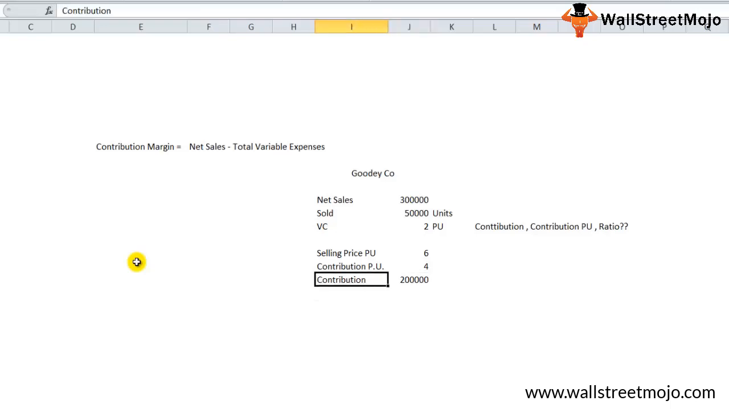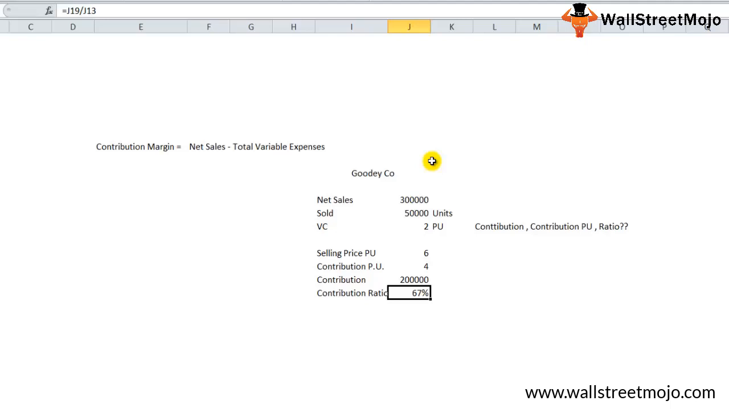The contribution ratio is the next thing we are supposed to find. So we found the first one, contribution per unit, then the contribution and the contribution ratio. That is equal to 2 lakh divided by the net sales. The contribution divided by the net sales gives us the ratio, and the ratio is 67%, or 66.67%. So in this example, if we had been given a fixed expense, we could also find out the net profit of the firm.